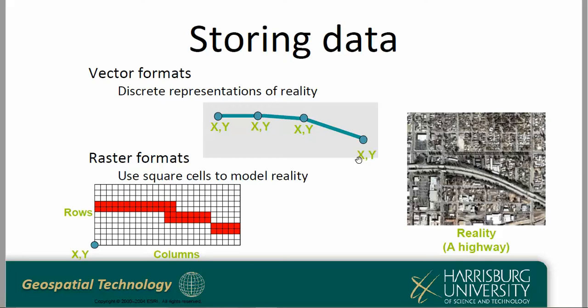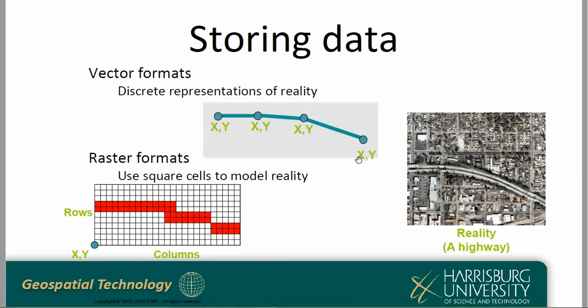Now you'll notice the difference though. Raster is not discrete. It is not a precise location. It's continuous across that entire cell. That cell may be very, very small, but still it's not a discrete one point. It's a square cell. So there are inherent benefits to both types of models.